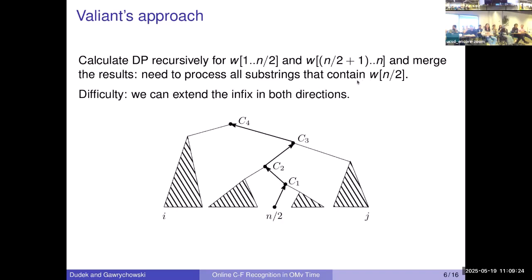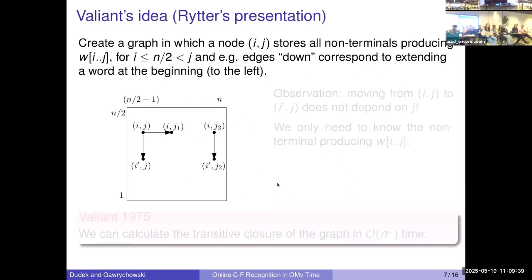And the difficulty here is that we will be able to extend the index in both directions. So either we add something to the right of the current character or to the left. So this is the hard part of the merge, right? And then what he observed is that when we think about extending the index to one side or the other, it is not important what the other endpoint of the index is.